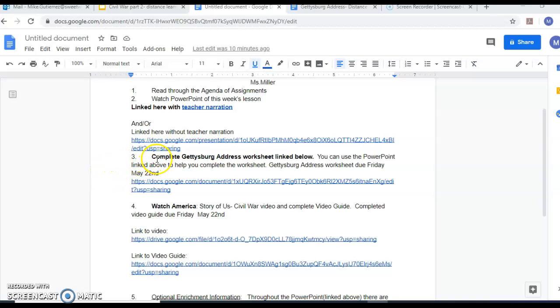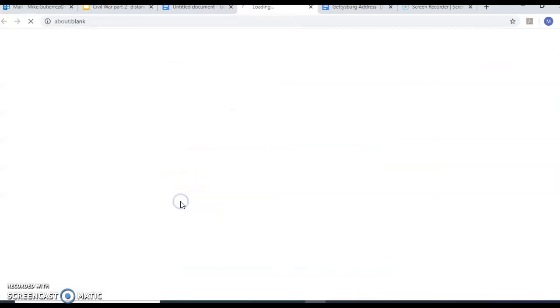I'm going to read the instructions here for point number 3, which is to complete the Gettysburg Address worksheet linked below. This is going to be due on May the 22nd. So let's go over the instructions and what your assignment actually looks like.